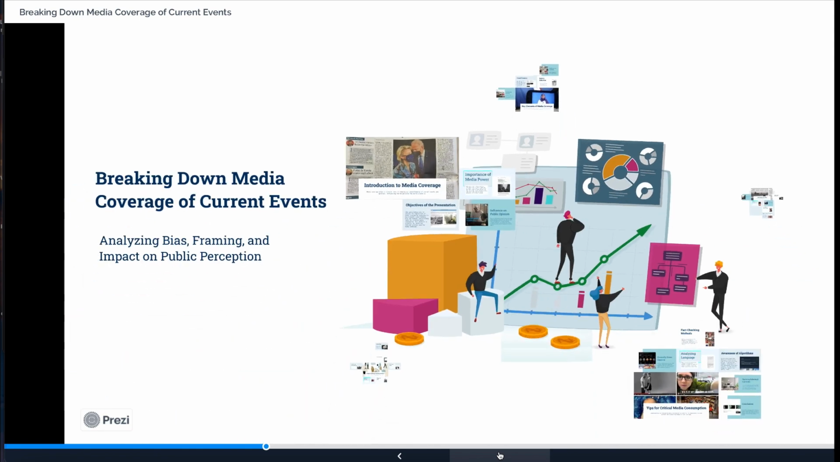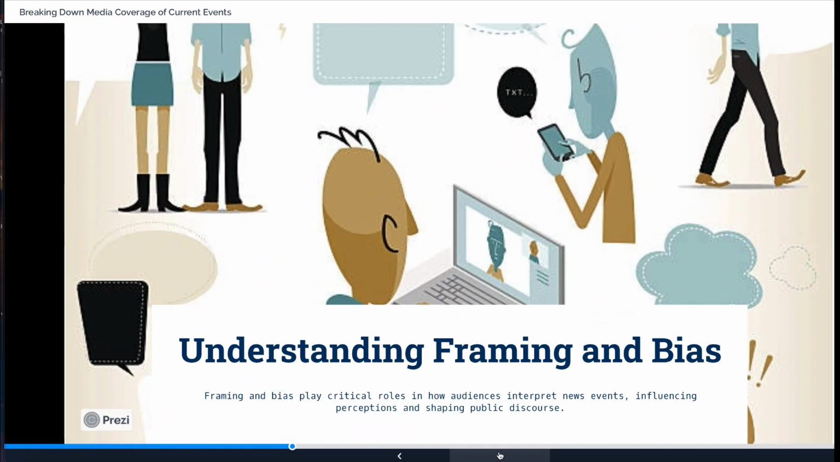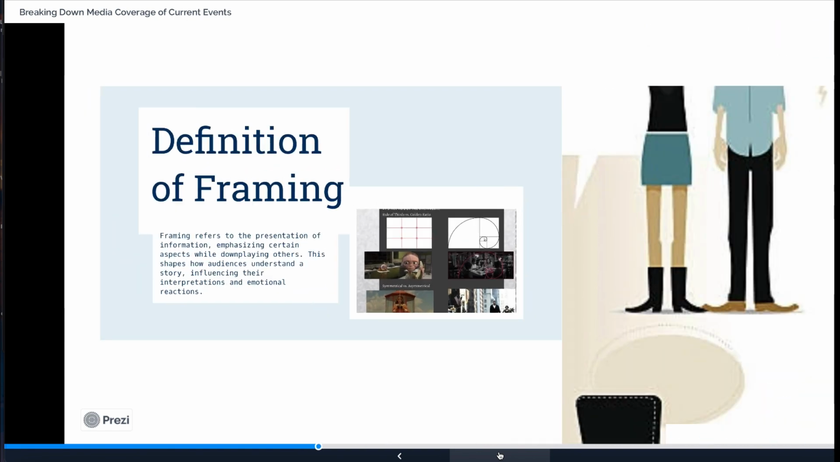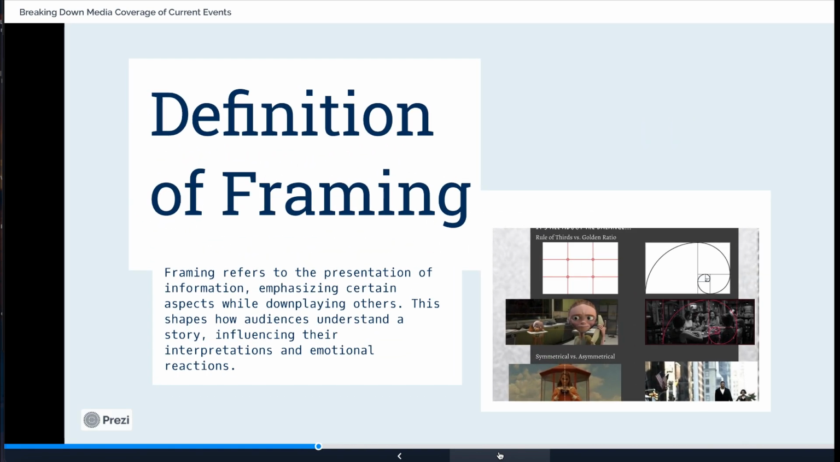Understanding framing and bias. Framing and bias play crucial roles in how audiences interpret news events, influencing perceptions and shaping public discourse. Definition of framing. How do we use it and what does it mean? Framing refers to the presentation of information, emphasizing certain aspects while downplaying others. This shapes how audiences understand a story, influencing their interpretations and emotional reactions.